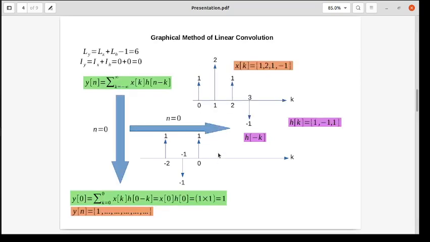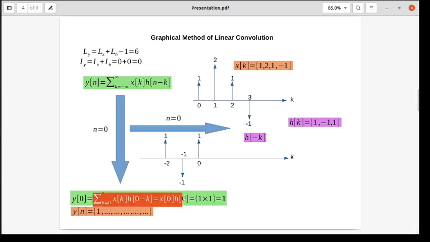Now, the graphical method. What steps will we follow? It's a very simple technique. First, calculate the length of the output sequence. Next, calculate the starting index value of the output sequence. Now start taking the value of n from the starting index of the output sequence. Here in this case it is 0, so I'm putting n equals 0. If we put n equals 0 in this analytical expression, it takes the form y[0] equals the right-hand side.